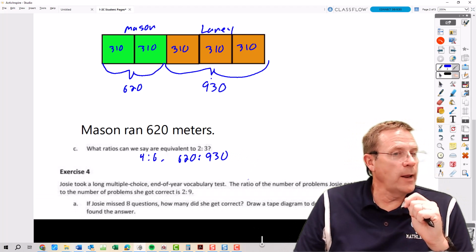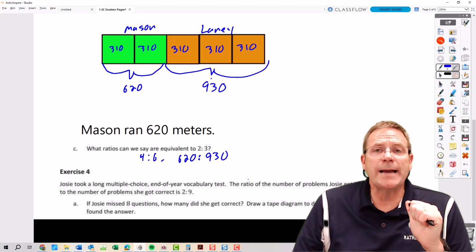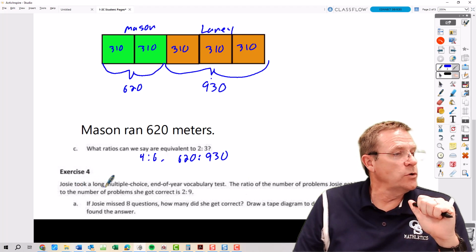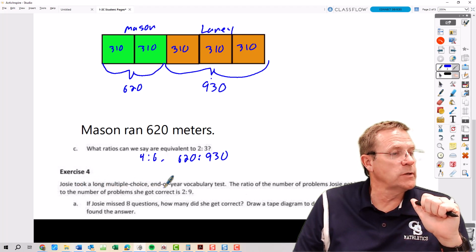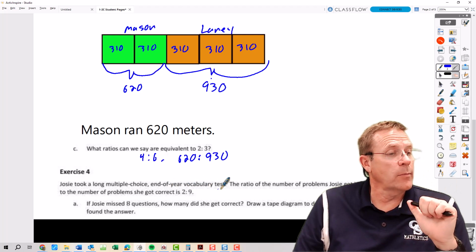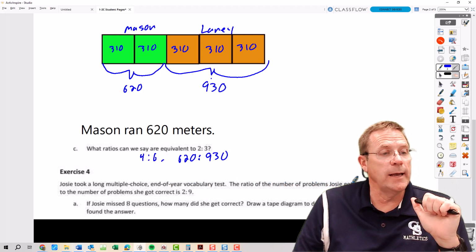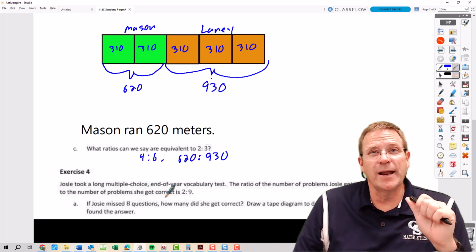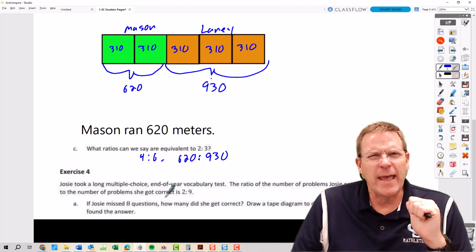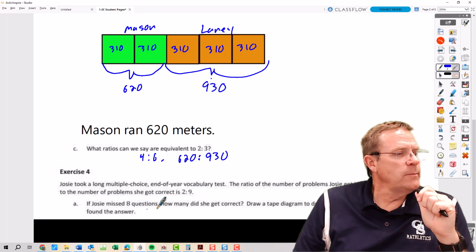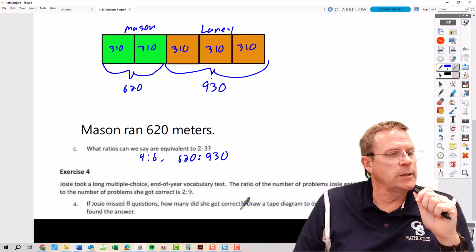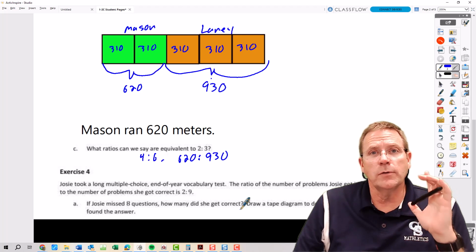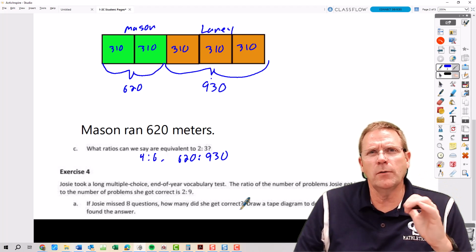Now, we got a brand new problem, and you're going to work this one entirely on your own, all the way through the problem. Then we'll discuss it. For this one, Josie took a long multiple choice test. End of year vocabulary test. The ratio of the number of problems she got incorrect to the number of problems she got correct is 2 to 9. She didn't get an A. Bad Josie. If Josie missed 8 questions, how many did she get correct? And on both parts of this, you're going to create your own tape diagram. So go ahead and pause the video and work on that.